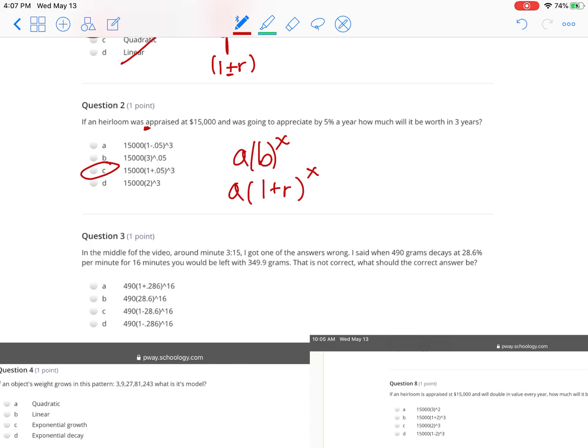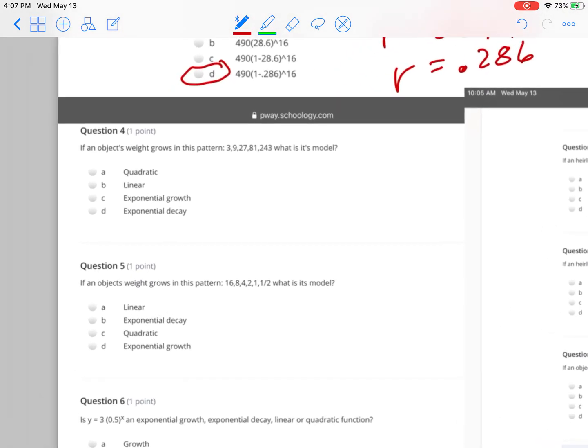Let's see. It was decaying, so it's definitely a minus sign. And then it was 1 minus an interest rate. So remember, if they give you a rate, always make sure you make it a decimal by dividing by 100. And then, yeah, I had forgotten the 16th power on the video.